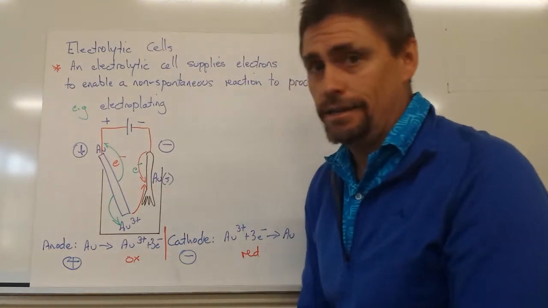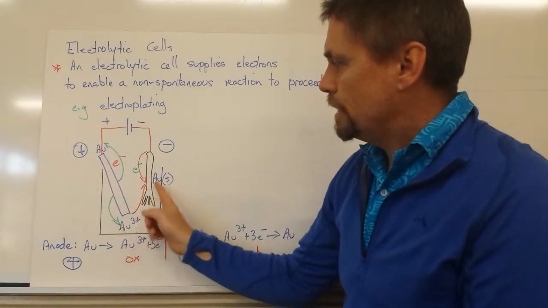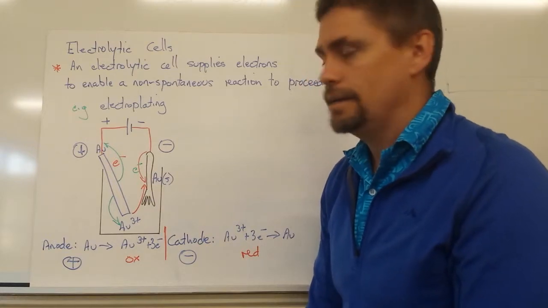And hopefully, if things go well, our gold will decrease and we will see gold plating our fork in this case, or our item to be electroplated.